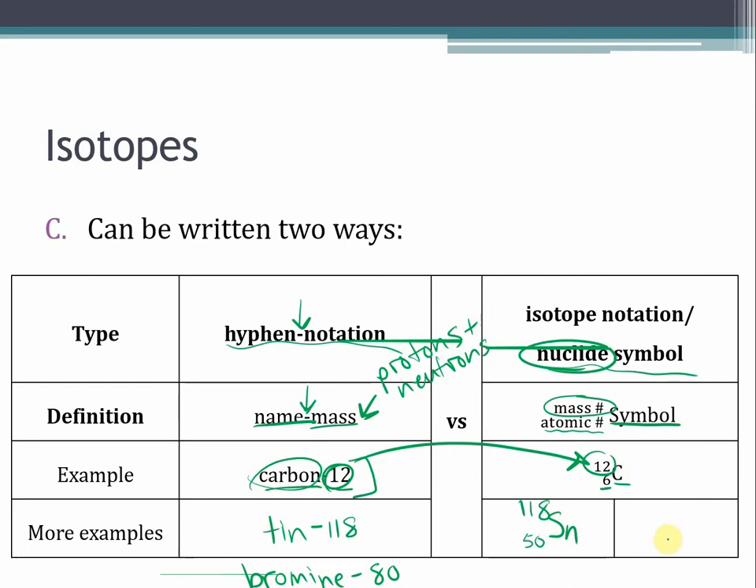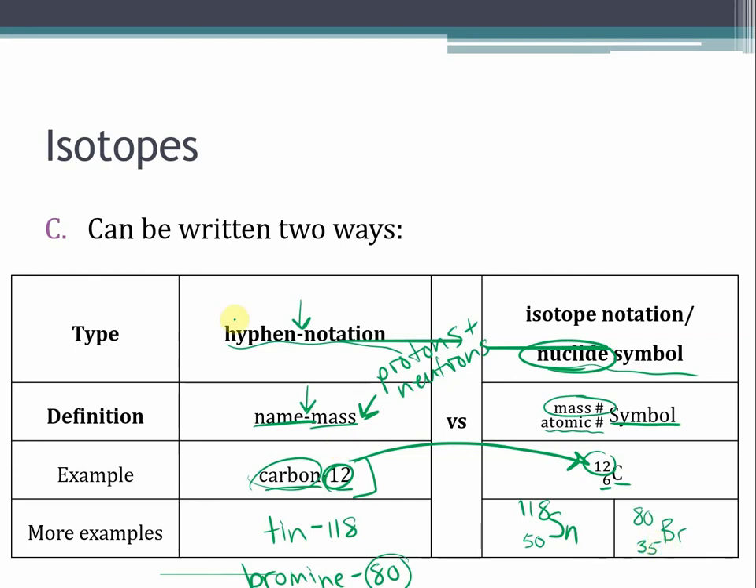And last but not least, our bromine 80 example, we can write our symbol for bromine is Br. The mass number, again, it was 80, so the 80 stays. We'll write that 80 up top. And then go look on your periodic table, find the square for bromine, and the atomic number for bromine is 35.